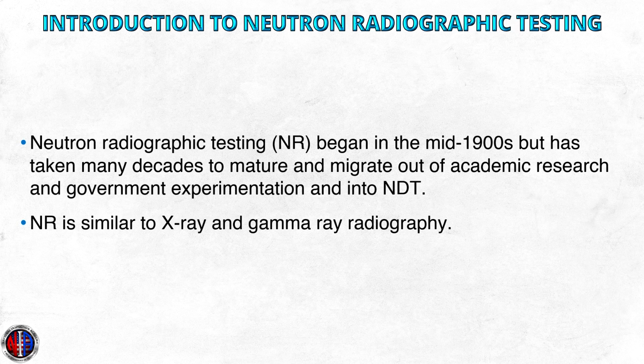Solid metals appear nearly transparent with neutron radiography, as when analyzing hydrogenous materials as part of a composite-type structure or assembly. Although neutron radiography got its start in the mid-1900s, the technology took many decades to mature and migrate out of academic research and government experimentation and into the profession of non-destructive testing. Even today, neutron radiography has limited applications, but is slowly finding its way into more applications, especially where imaging using conventional X-ray and gamma ray is not possible.